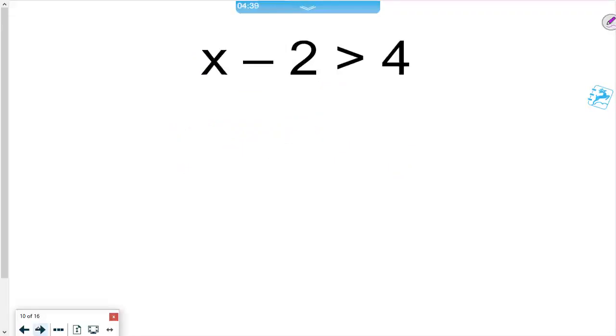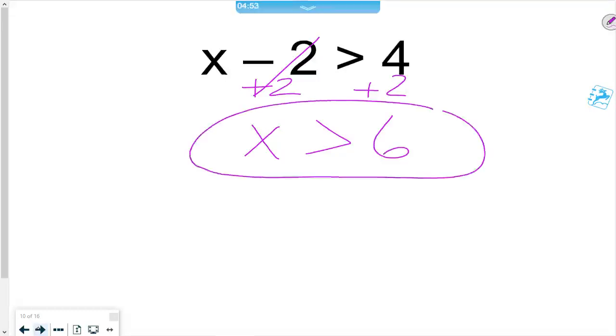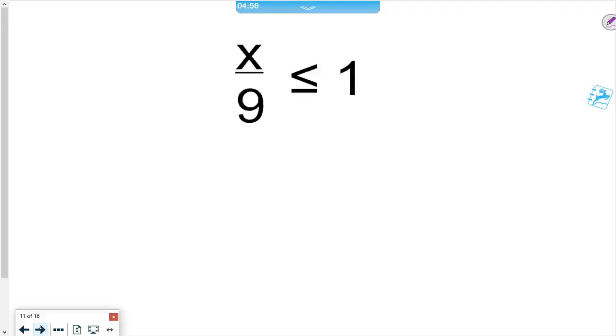X minus 2 is greater than 4. Opposite of minus 2 is plus 2. That cancels out the 2 with x. I need to add 2, so I get 6. X is greater than 6. Now I have x divided by 9 is less than or equal to 1. The opposite of dividing by 9 is multiplying by 9. That cancels. I get x is less than or equal to 1 times 9, which is 9.